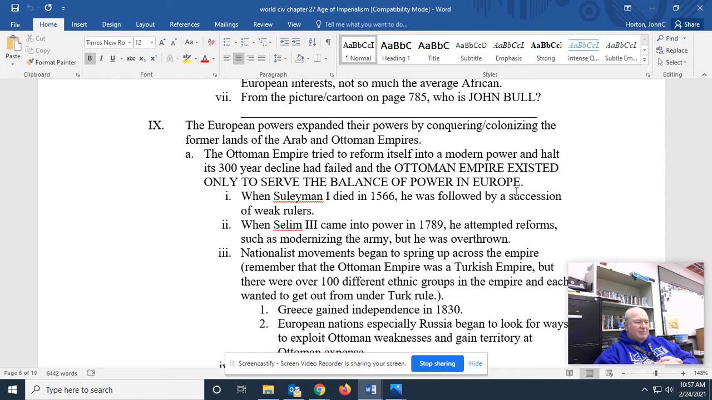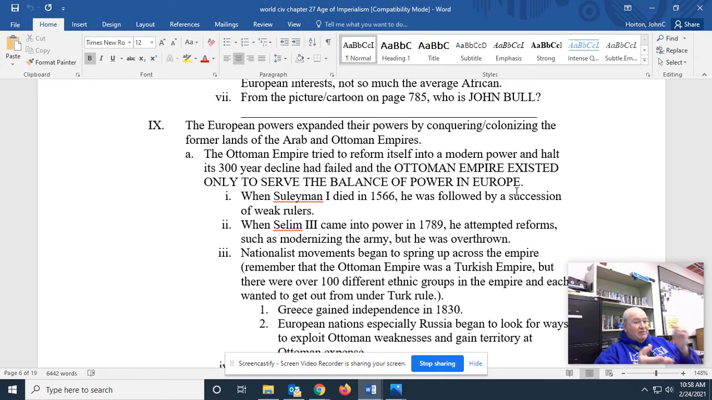So once again, what does that mean? It simply means that had any of those countries I mentioned, Russia, Austria, England, France, even Prussia, Germany, decided they wanted to invade and conquer the Ottoman Empire, and the Russians really wanted to, any one of them could have done it and would have been successful. You say, well, why didn't they? Because it would not have been advantageous to them.